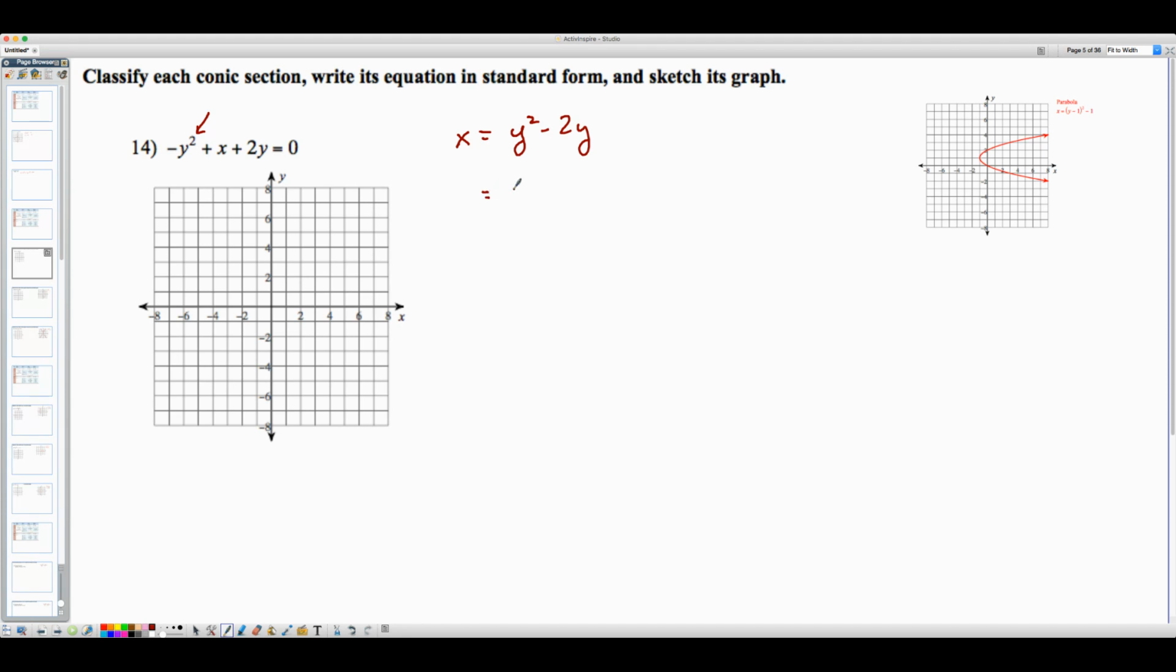I can factor this as y times y minus 2. So my zeros are 0 and 2. It'll pass through these 2 points. The axis of symmetry, which is halfway between those, is where y is equal to 1. When y is equal to 1 and I substitute it into my x equation, I get x is equal to 1 minus 2, which is -1. So it'll cross through here, and it'll open this direction.